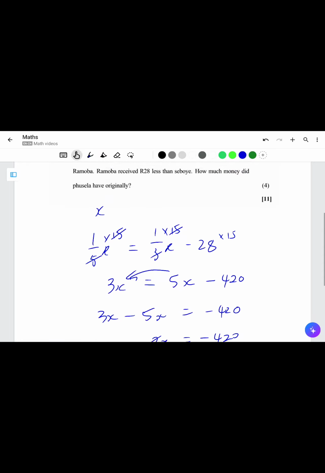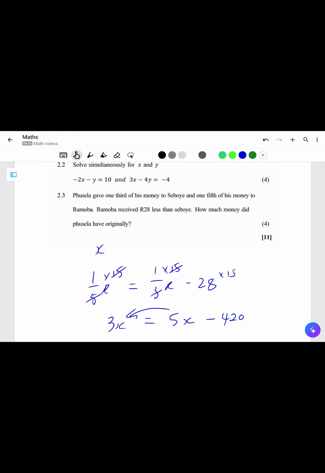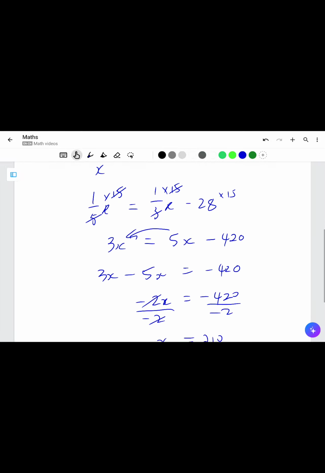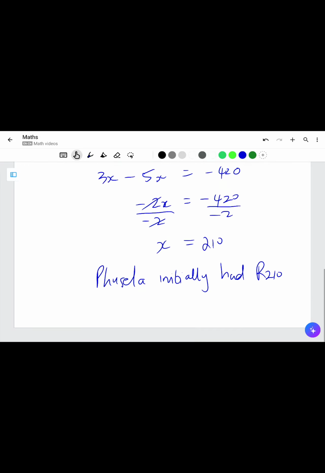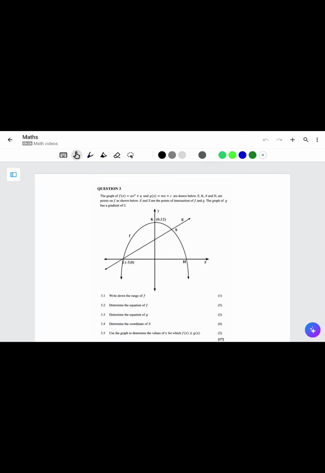Because remember, the question was, how much money did Pusela originally have? Okay, so that is our question 2 done and dusted. Okay, let's move on to the next question.